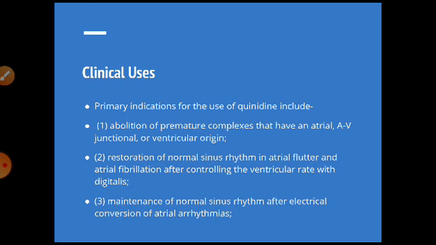Now we'll see the clinical uses. Primary indications are abolition of premature complexes that have an atrial, AV junctional or ventricular origin. Second is restoration of normal sinus rhythm, because ultimately the heart must show the normal rhythm, and for that the SA node has to take charge. So restoration of normal sinus rhythm in atrial flutter and atrial fibrillation after controlling the ventricular rate with digitalis. This combination treatment can be given.